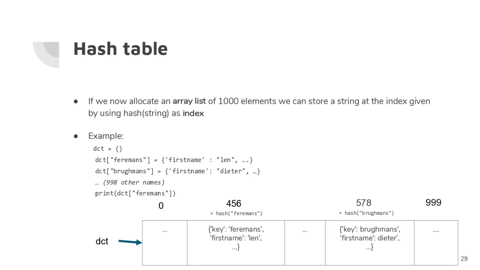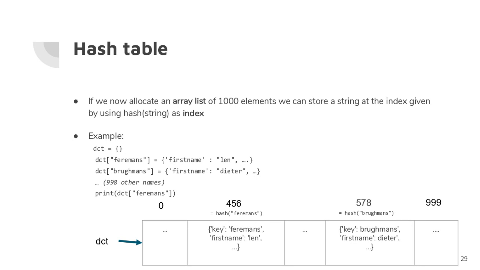So what's the advantage? Here's an example in Python. You can now have an array of 1000 elements, and we can store strings. If we call the hash function, we get an index in that array, because the hash function returns a number between 0 and 999.